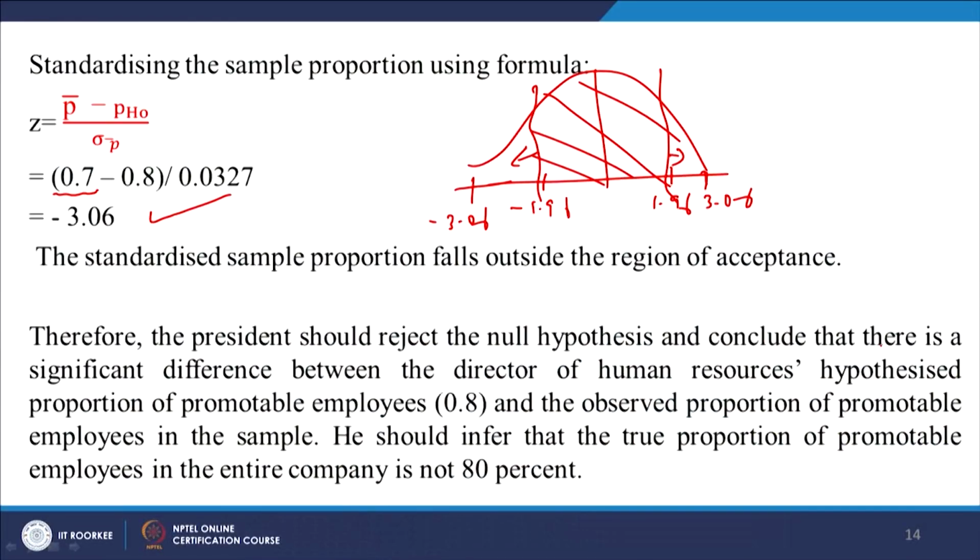If the null hypothesis is rejected, the alternate is accepted. So, what was the alternate? The president should reject the null hypothesis and conclude that there is a significant difference between the director of human resources' hypothesized proportion of 0.8, that means 80%, and the observed proportion of promotable employees in the sample. Observed was 70%, so there is a difference. He should infer that the true proportion of promotable employees in the entire company is not 80%. It could be either way, but it is at least not 80%, right.